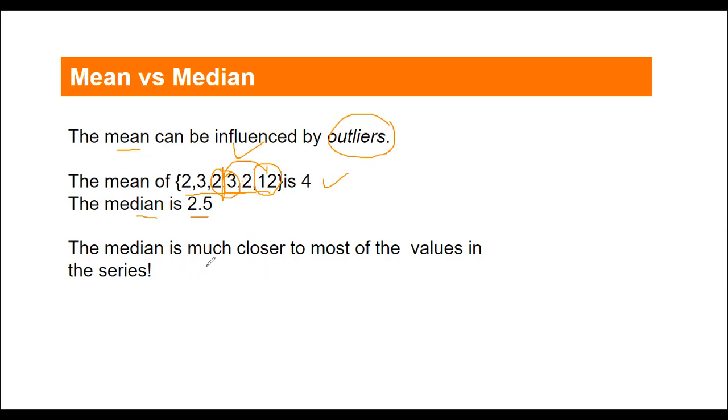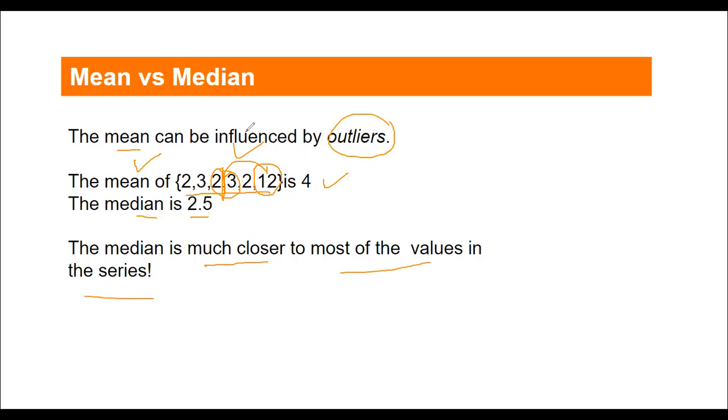The median is much closer to most of the values in the series. But if we have outliers in our data set, the mean is mostly affected by them. We will keep it in our mind.